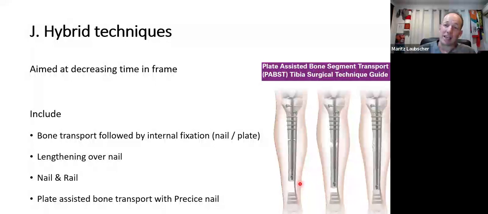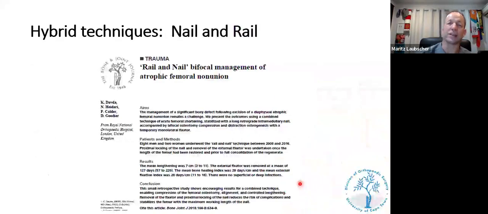The problem is it's incredibly expensive. It's not available in South Africa. I think at the moment, the transport nail in America is in the vicinity of close to 300,000 Rand, so almost double the price of a normal PRECICE nail. And usually, it still has significant complications. So one can achieve similar results with a much more cost-effective bone reconstruction technique. This is a very nice little trick, should I call it, that can be used in the femur.